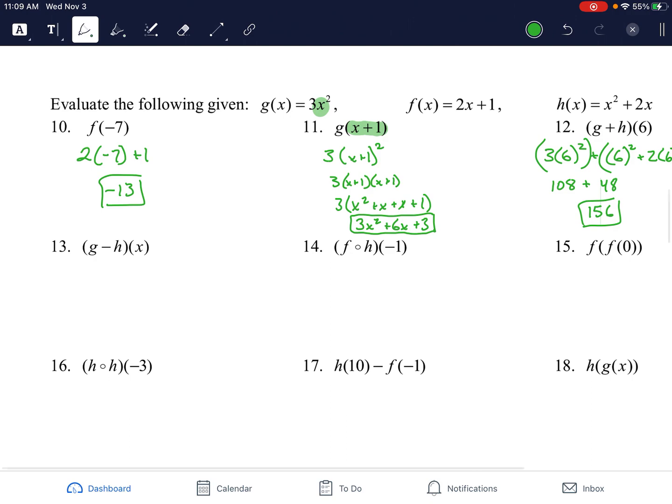All right, number 13. We got g minus h. We're putting x in for that. So the g function is 3x squared. We're putting x in for x, so that doesn't change the function at all. I'm going to put that in parentheses, though, because it'll save me some hassle later. Then the h function is x squared plus 2x. I'm going to put that whole thing in parentheses as well.